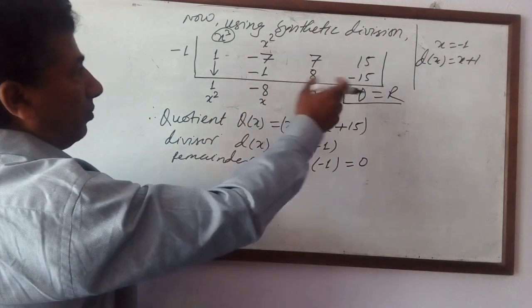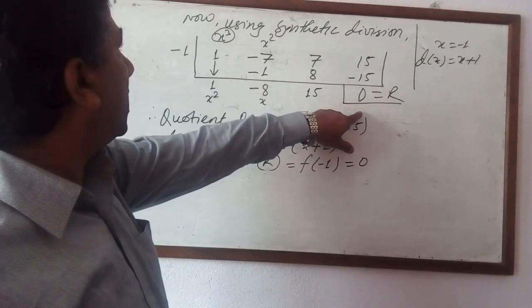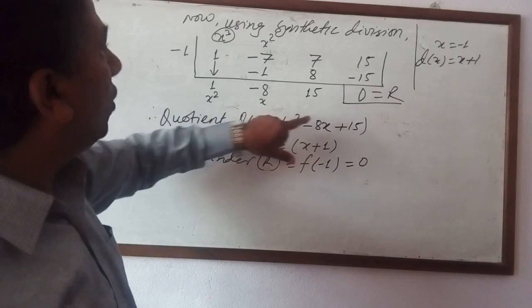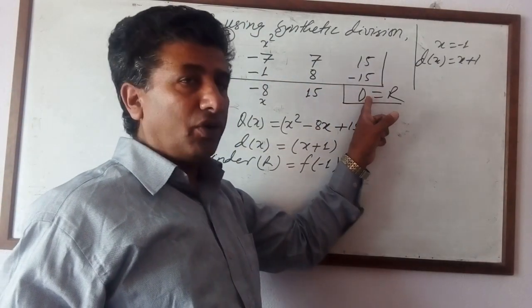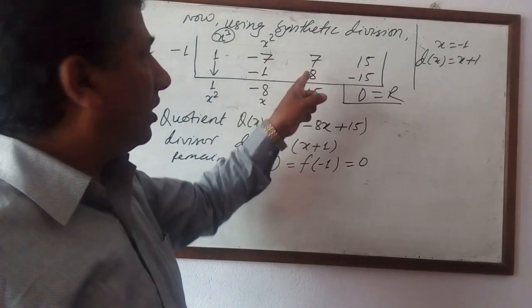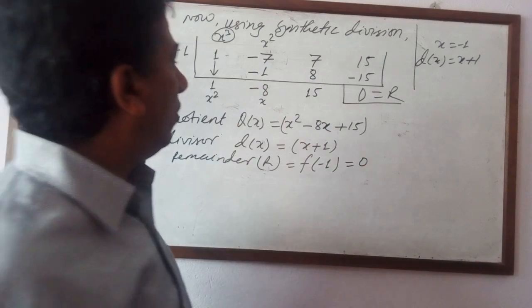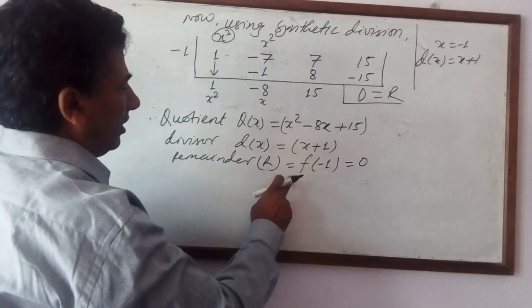Now whether this synthetic division is right or wrong, you can check like this also. If this x plus 1 is a factor, then when we divide the given polynomial by this x plus 1, the remainder must be 0. If there is no 0, then think something is wrong. Again you have to recheck. Okay, this one is our quotient, divisor, remainder.